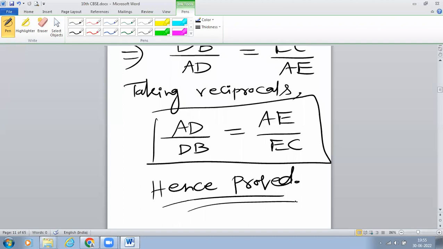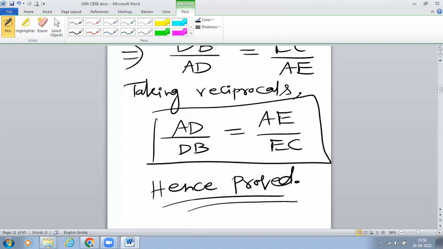Here we are only using the basic things. When two parallel lines are cut by a transversal, corresponding angles are equal. That we are using here. And similarity: when two triangles are similar, then the ratio of their corresponding sides are equal, or the corresponding sides are proportional. According to that, we are proceeding with this sum, and finally we are proving AD by DB is equal to AE by EC. This is what they asked us to prove.